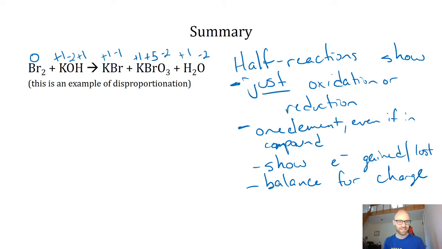Which substance got oxidized, which got reduced? Well, the potassiums went from +1 to +1 in all cases. The hydrogen went from +1 to +1. The oxygen went from -2 to -2, -2. It's the bromine. Bromine went from a 0 to a +5. Bromine also went from a 0 to a -1. It's both.